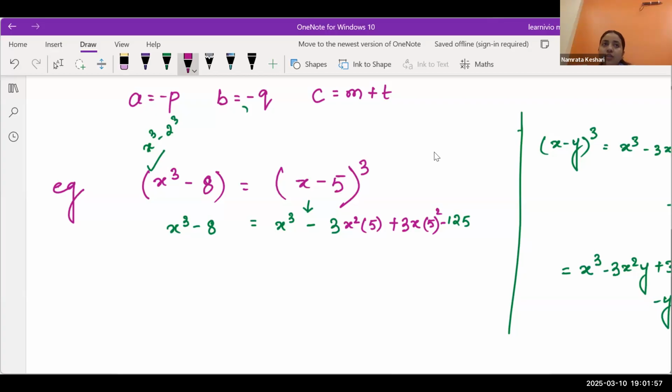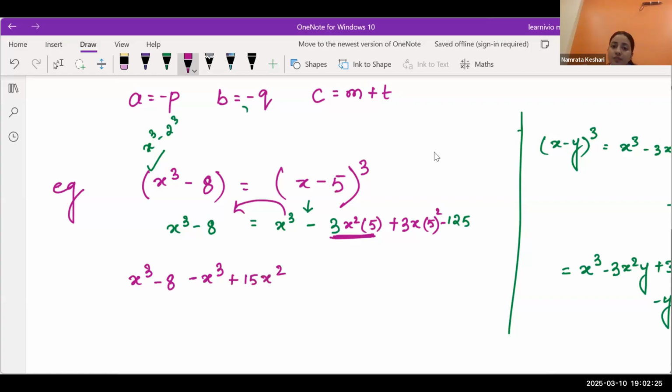Okay, and while checking quadratic, we try keeping everything on one side. So you can take everything on RHS, or maybe you can take everything on LHS. Okay, so what we'll be having x cube minus 8. Okay, minus, let's bring this x cube to this side. This 5, 3 times 15x square. This is negative over here. On the other side, it will be positive 15x square.